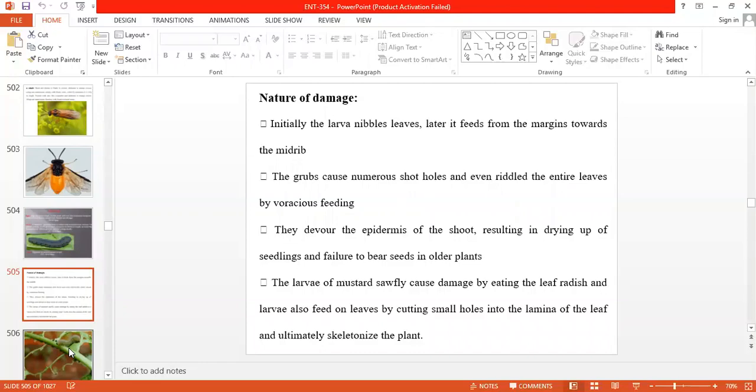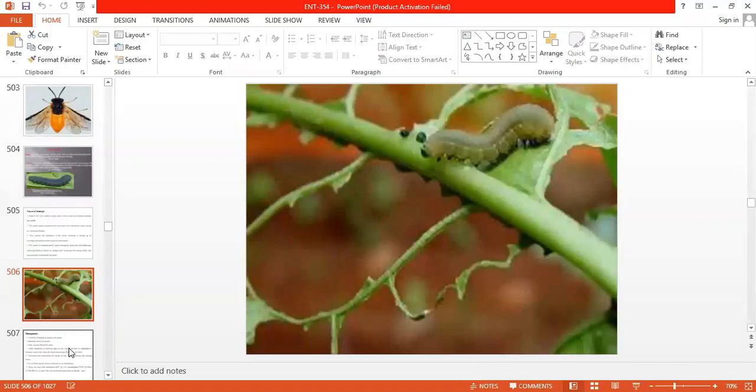The larva of the mustard sawfly causes damage by eating the leaves of radish, and the larva also feeds on leaves by cutting small holes into the lamina of the leaf and ultimately skeletonizes the plant. Only the midribs of the plant remain. Totally, all the leaves are eaten by that larva.